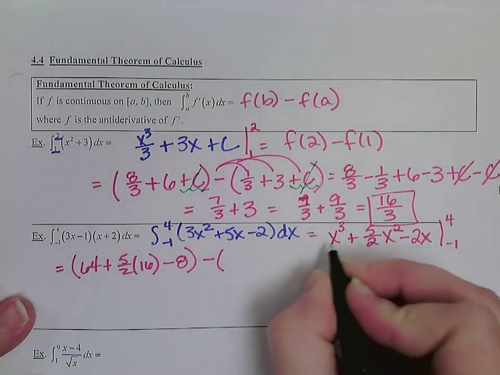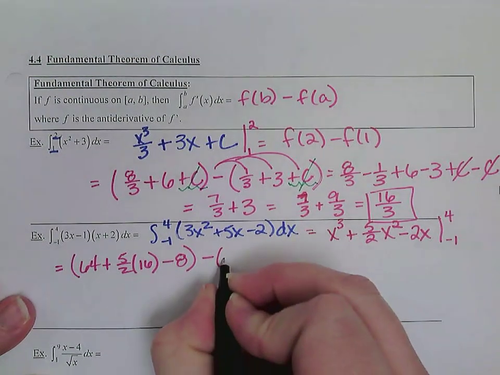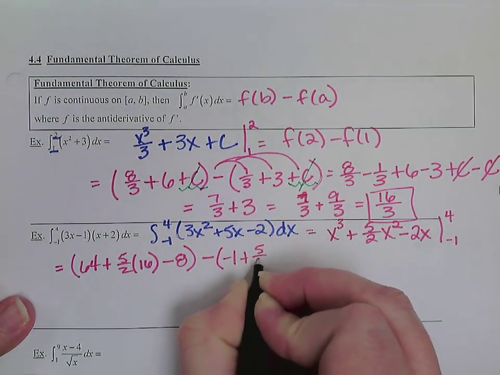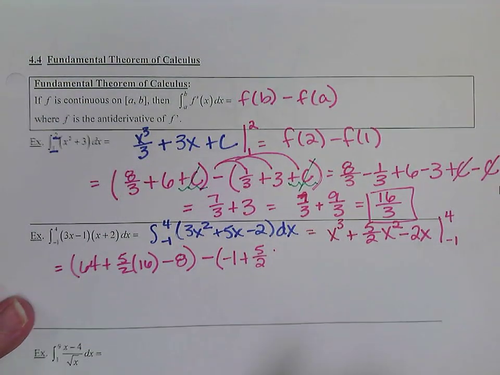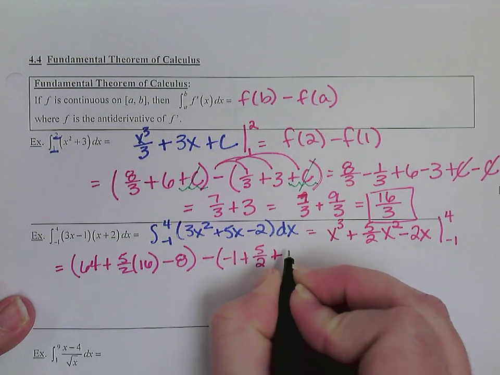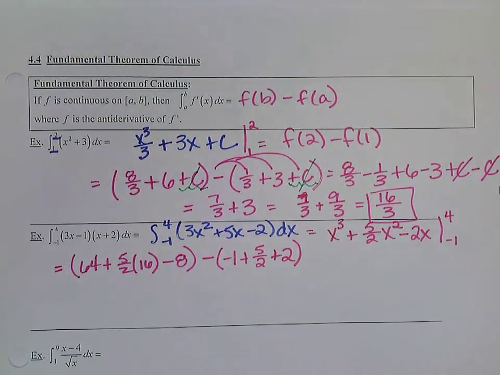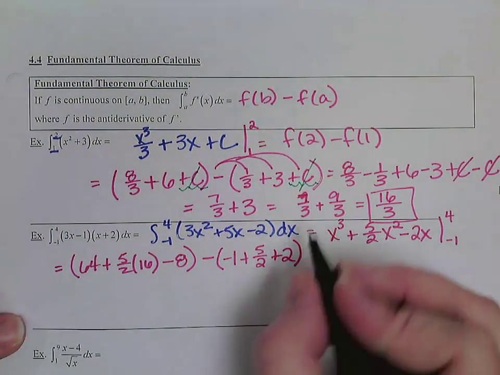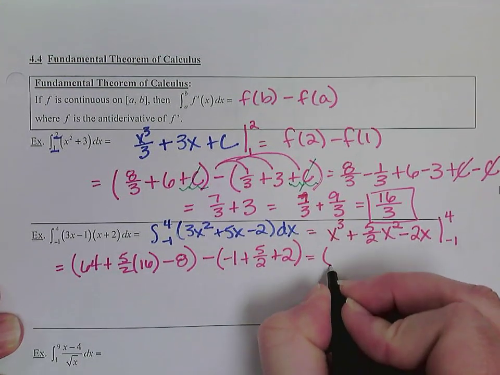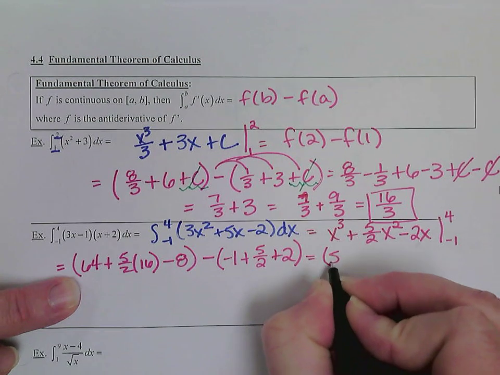-1 cubed is -1, plus 5 halves times -1 squared is just 1, minus 2 times -1 will be +2. So in here I've got 64 minus 8 is 56. And then I can reduce that.